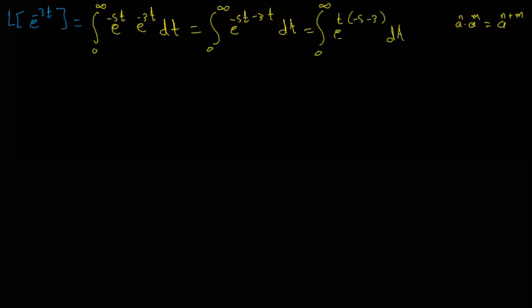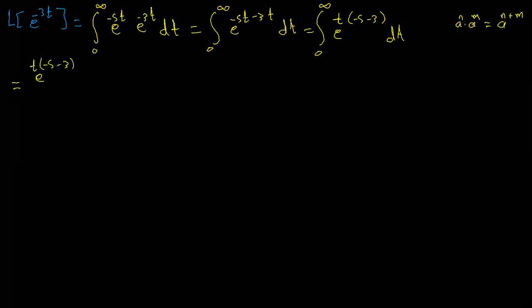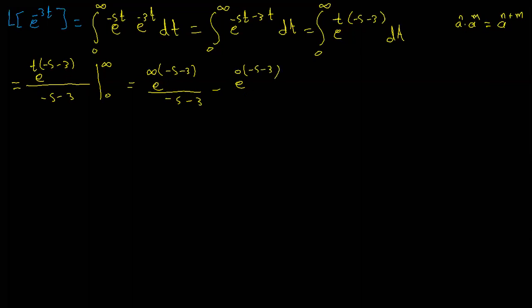Now, this is the integral of an exponential function. The coefficient of your t is this term, negative s, negative 3. So as Islam said, only take your function, e to the t times negative s negative 3, all divided by the coefficient of your t, negative s negative 3. Don't forget your limits from 0 to infinity. I'm going to plug in infinity and 0. So it is e to the infinity times negative s negative 3, all divided by negative s negative 3, minus e to the 0 times negative s negative 3, all divided by negative s negative 3, equal.